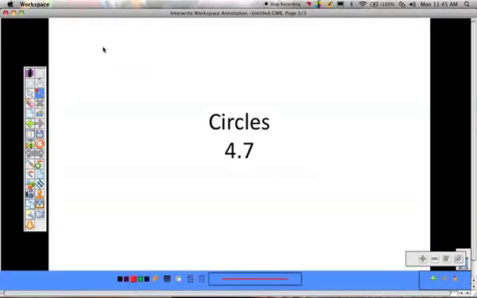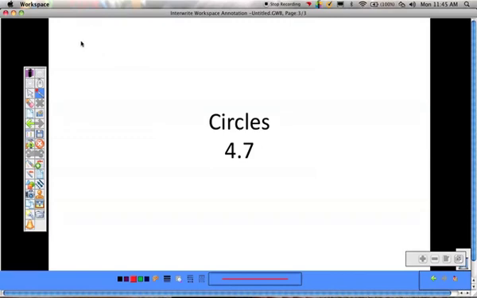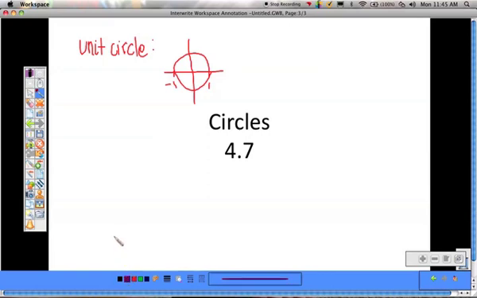All right, so we're going to start with something called a unit circle. It's called the unit circle, and I'm just telling you how they come up with the equation for a circle. It's called a unit circle because we're going to say that the radius is 1 unit. So if I draw my circle here, the radius is 1 unit.